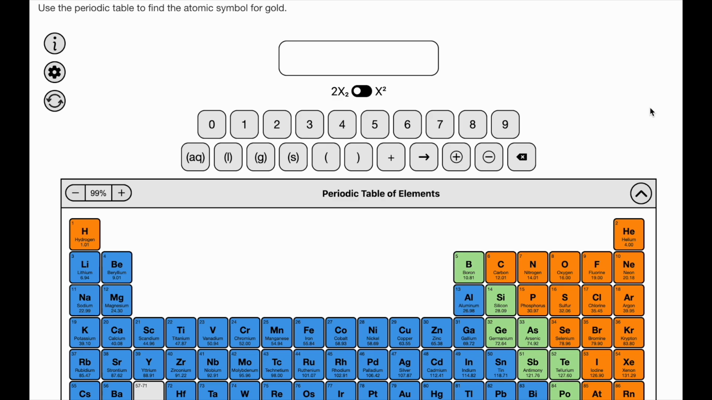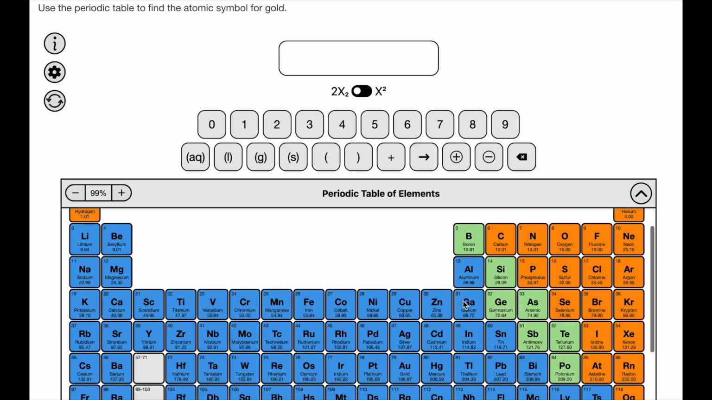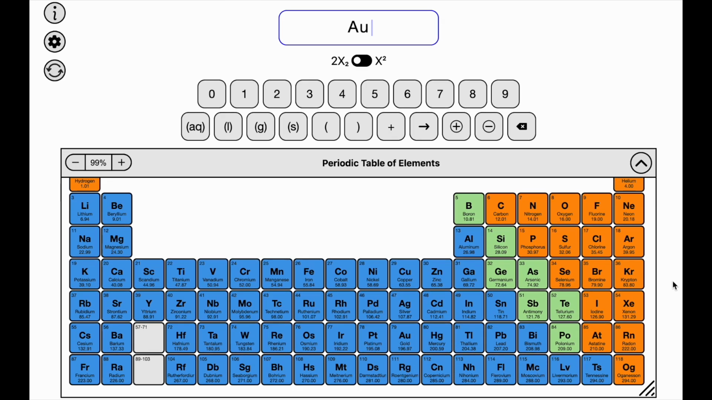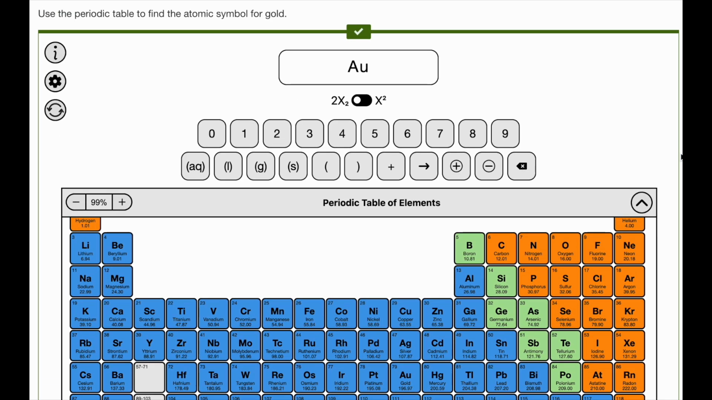The equations tool starts to get into the symbolic tools where the previous that you saw were all particulate, including both 2D and 3D representations. This is an example of how they can use the periodic table and actually interact with it. So we're trying to find the atomic symbol for gold, so we can actually click on that, and again, check to see that it's correct.